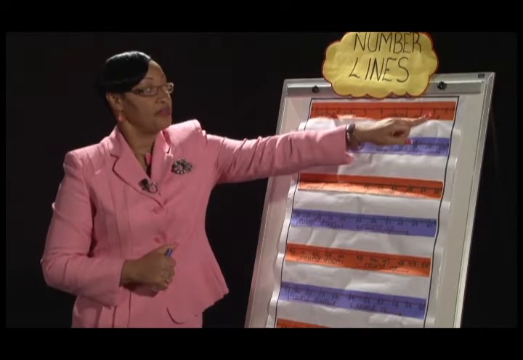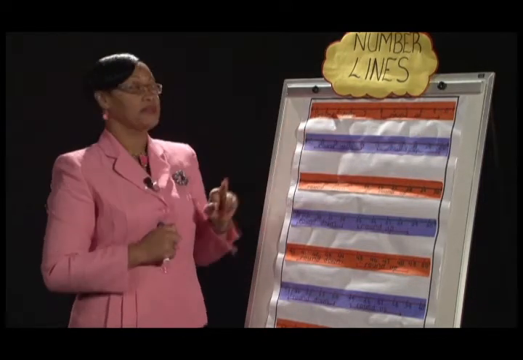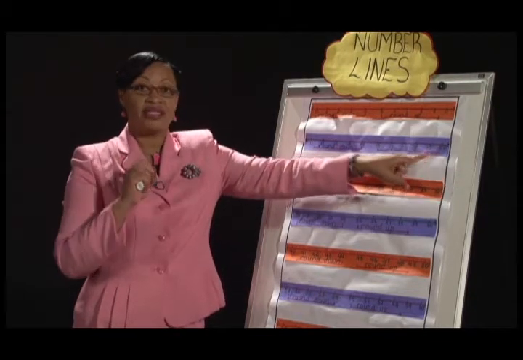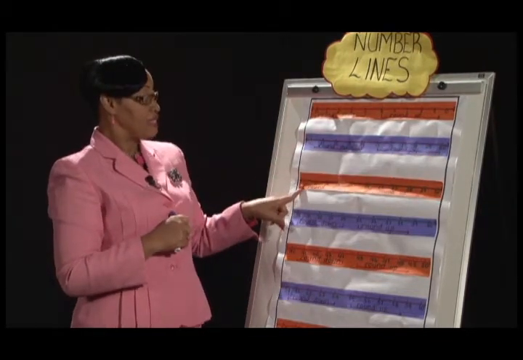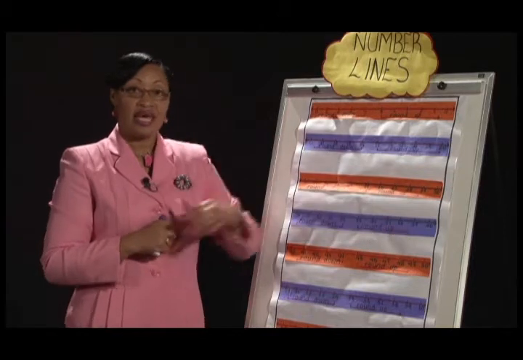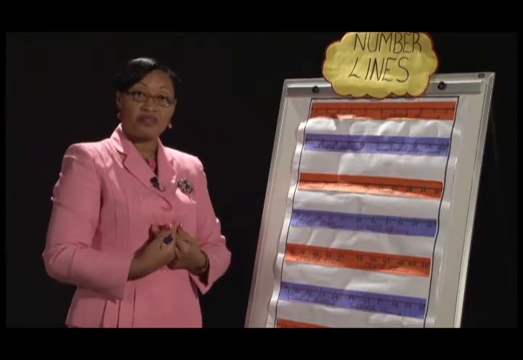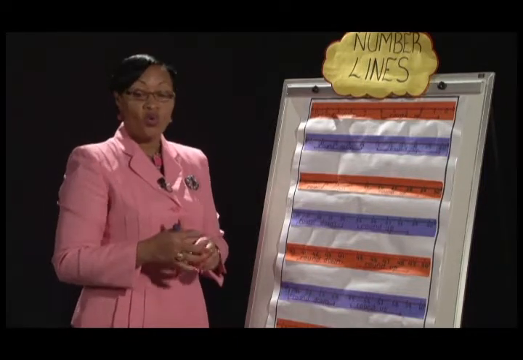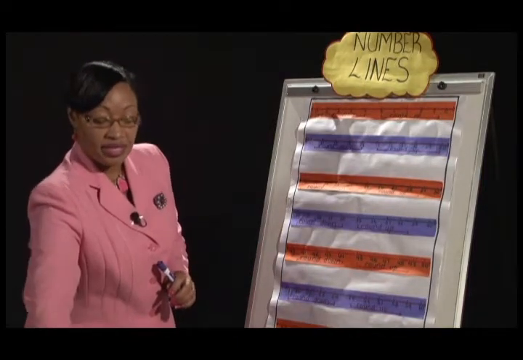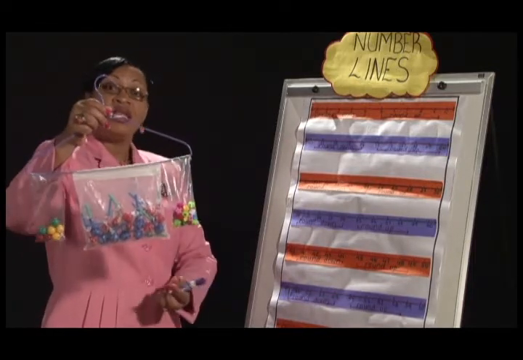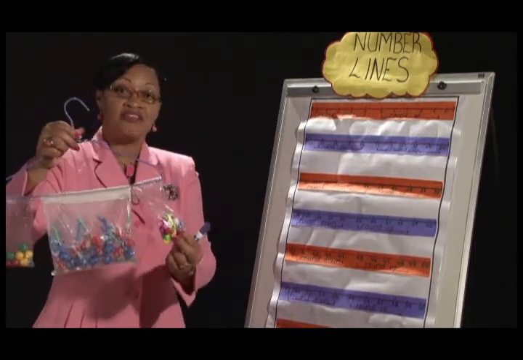0 to 10, that's 1 ten. 10 to 20, that's another 10. And 20 to 30, that is another 10. Now, remember our steps. We're going to round off one of the numbers that we counted in our bags here. Let's use 27.